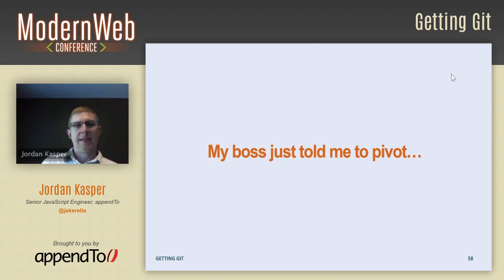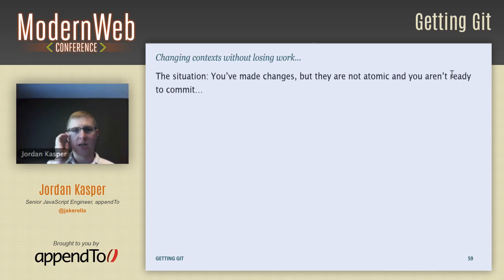Okay, so moving forward, my boss just told me to pivot. So a lot of times you've got a situation where you've made a bunch of changes, but those changes aren't ready to go yet, right? They're not atomic. You've made some changes, but you haven't quite finished that work, and now you need to pivot and go do some other work. And the problem with this is you've got these changes, but you don't want to lose them. And what we don't want to have to do is just copy those changes off to your local file system and put it on your desktop and then go do your stuff and then come back and reinsert them. That's really inefficient. That is what the stash is for.